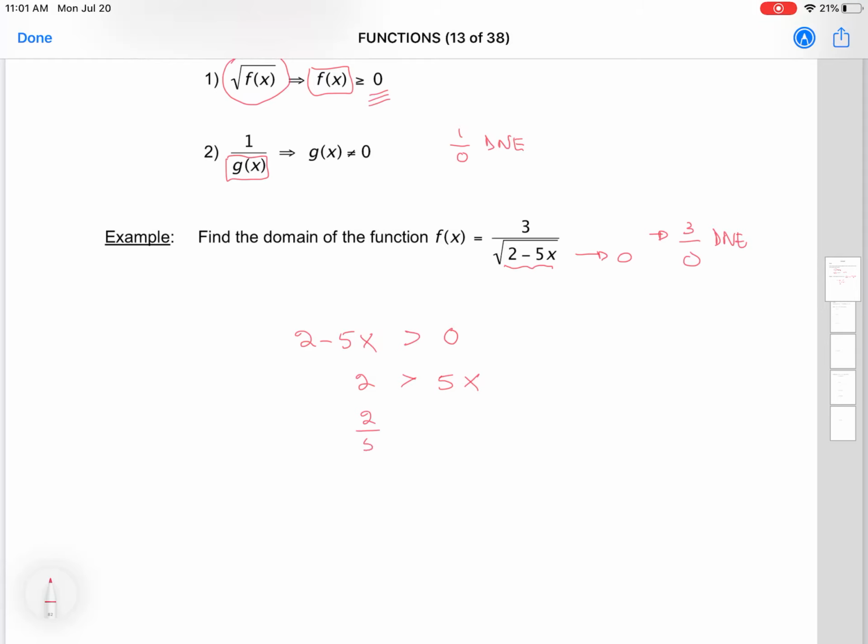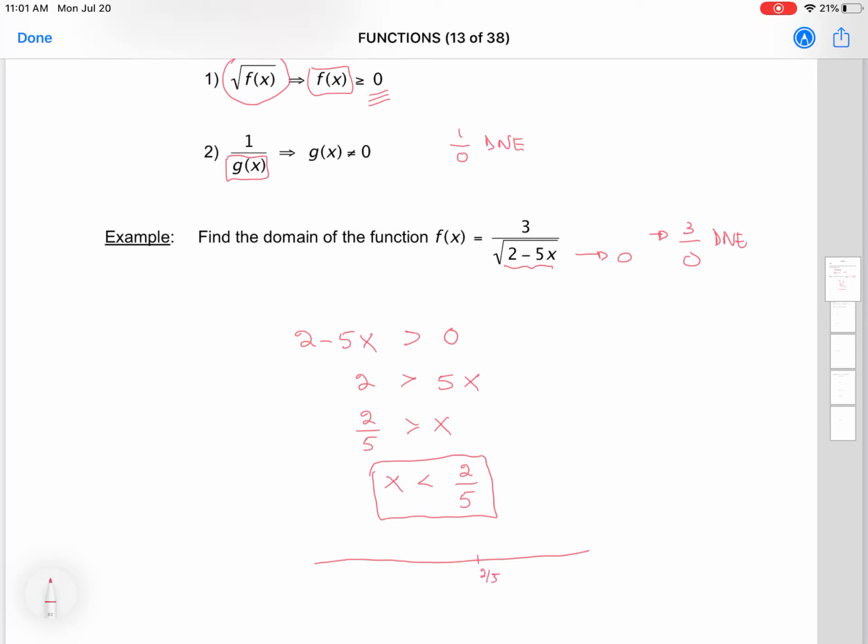So solving this is simple enough. Bring that to the other side. Divide both sides by 5. That's, of course, the same thing as x less than 2/5. And that's the domain of the function, which is best represented this way.